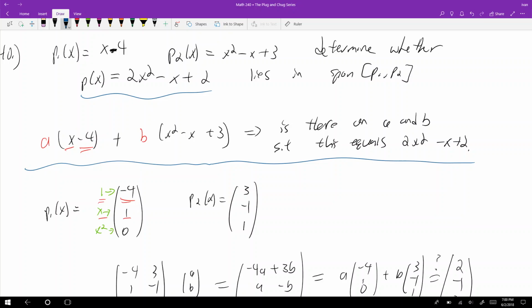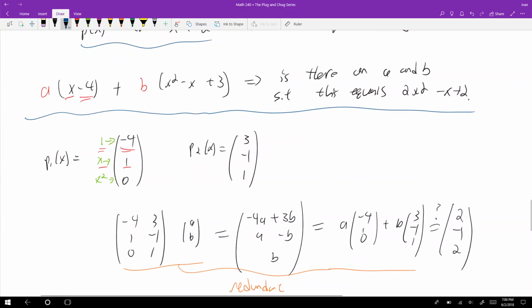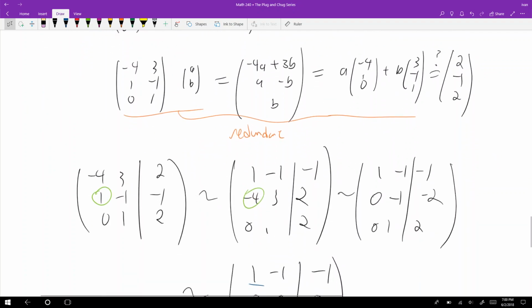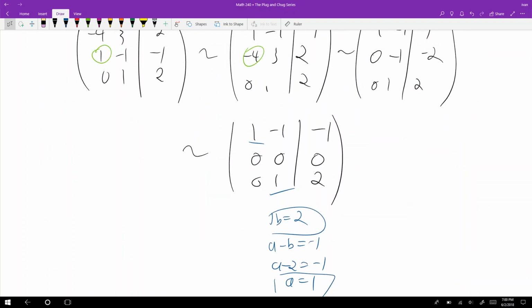And this is how you do this kind of problem when you want to determine if a vector lies in a span or not. It actually just turns into a system of equations problem where you have to row reduce and see if the system's consistent or not. Because if the system's consistent, you're good. If it's not consistent, then the vector doesn't lie in the span.